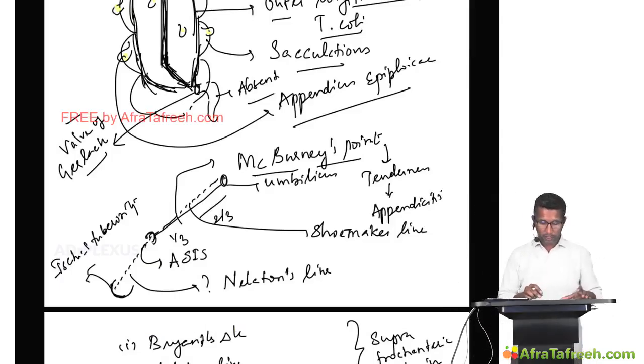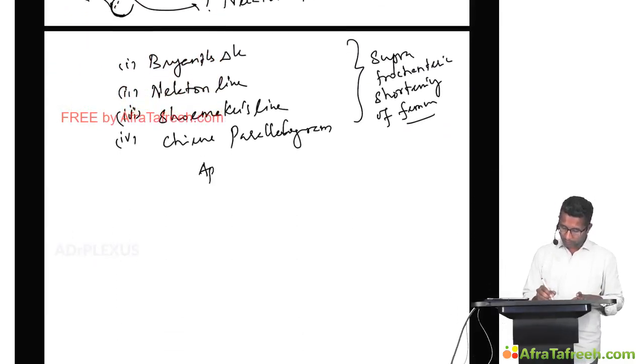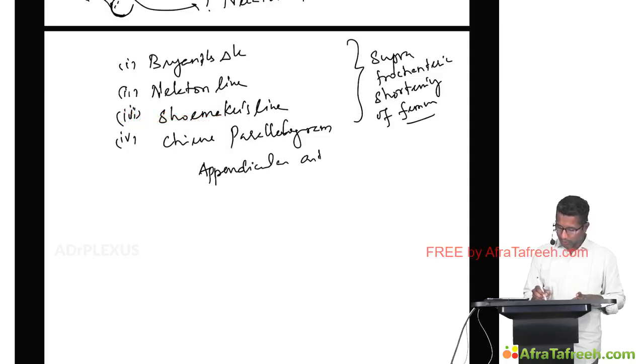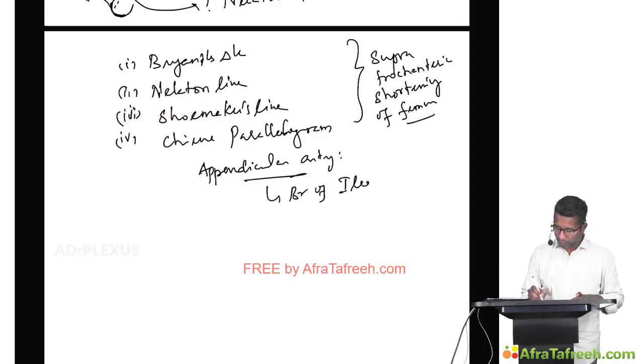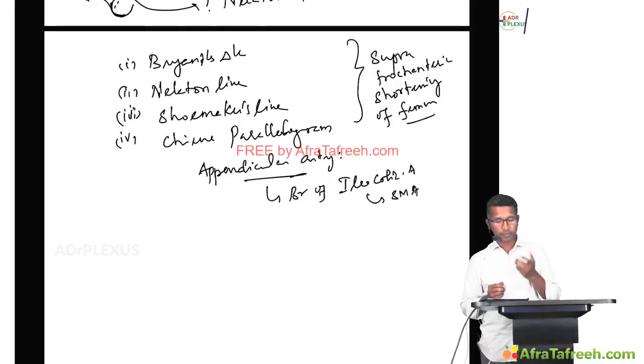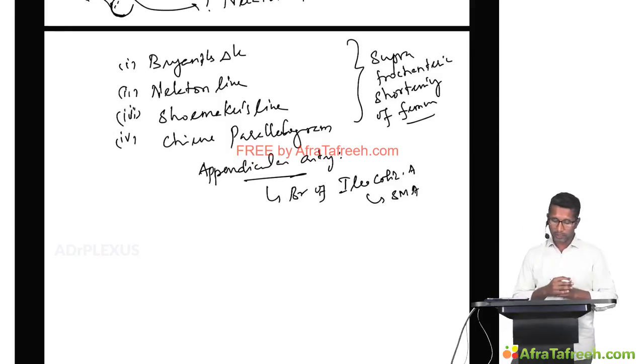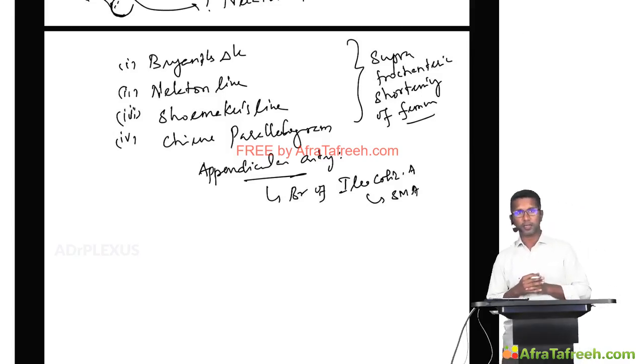Appendix is supplied by what? It is supplied by the appendicular artery. It is a branch of the ileocolic artery, which is derived from the superior mesenteric artery. So the appendicular artery is derived indirectly from the superior mesenteric artery.